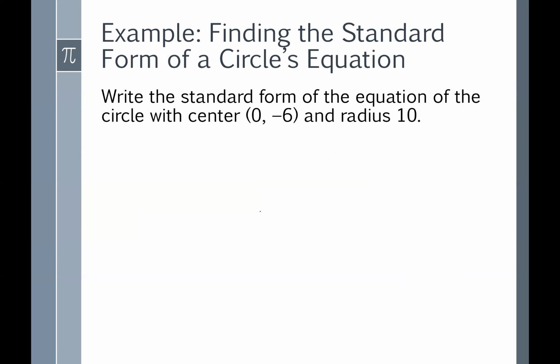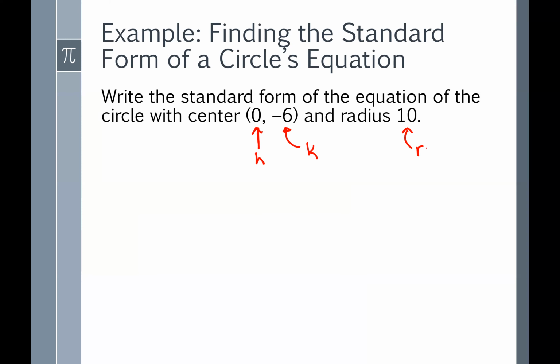All right, so I have a circle here whose center is (0, -6) and whose radius is 10. Let's write the equation of this circle in standard form. The center coordinates, the first number there, that is h, the x-coordinate of the center of this circle. And the second coordinate there, that is k, the second coordinate of the center of the circle. And the radius is 10.